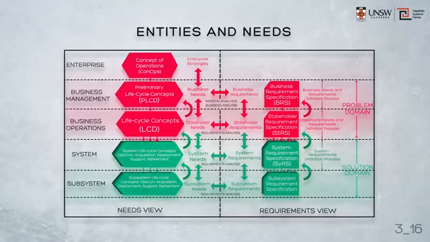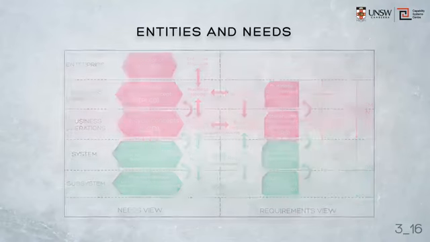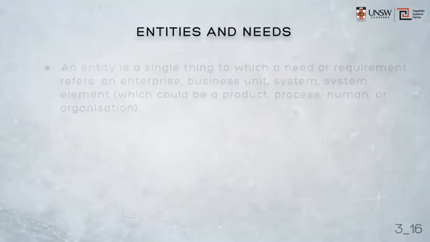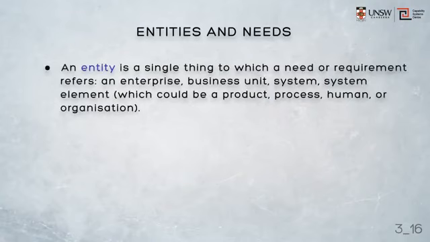The first thing we have to recognise is that the terms such as system and system element are actually level specific. So we need a term that can apply to any level or to any single thing at any of those levels. So first we define an entity as a single thing to which a need or requirement refers, and that could be an enterprise, a business unit, a system, or a system element, and that could be a product, a process, a human, or an organisation.